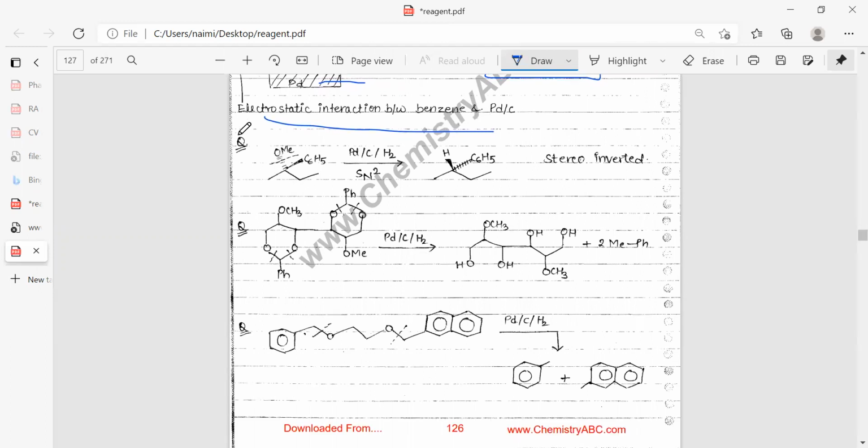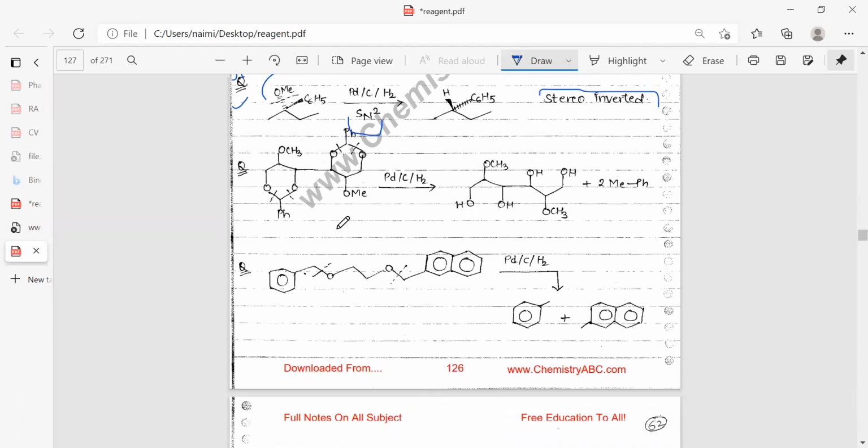Okay, so some important reactions you can see here. First of all, this is the OMe, this is the C6H5. Next, the reaction takes place via the SN2 mechanism. C6H5 remains, hydrogen comes on this, OMe will be released, and this bond will be on the wedge position, while C6H5 will be on the dash position because inversion of configuration takes place. Here I have written stereo inverted.